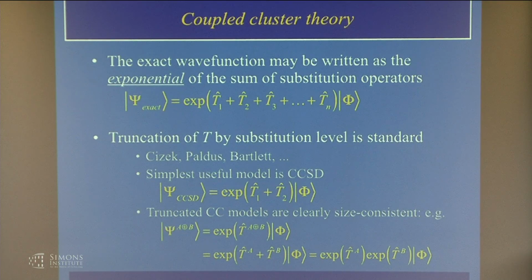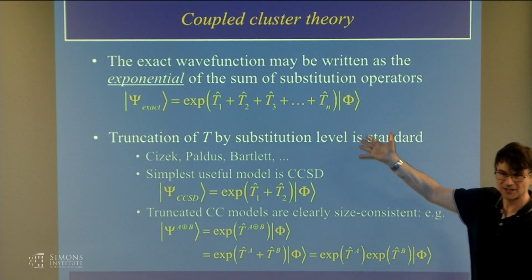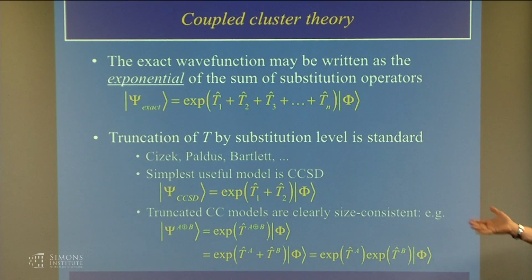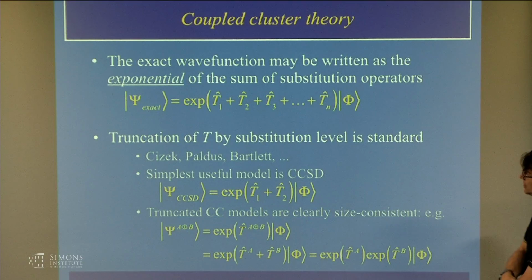So coupled cluster theory is the preferred method to truncate with. And we can rewrite the linear wave function. Well, at first glance, it seems like we make the problem much worse by exponentiating the correlation amplitudes, T1 through Tn. But now truncation by substitution level is size consistent.